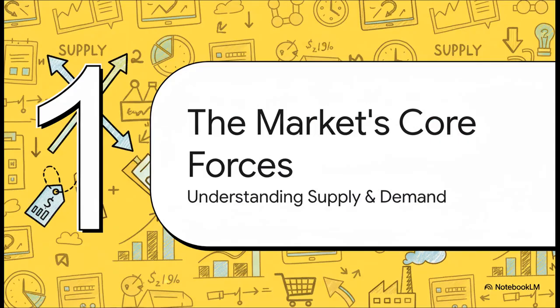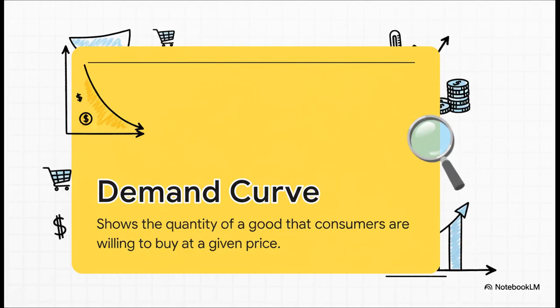To solve any mystery in a market, you've got to start with the two fundamental forces that are always pulling and pushing: what people want to buy and what people are willing to sell. This is the absolute heart of the supply and demand model, which our textbook calls the workhorse of microeconomics. Okay, first up is the demand curve. This is all about us, the consumers.